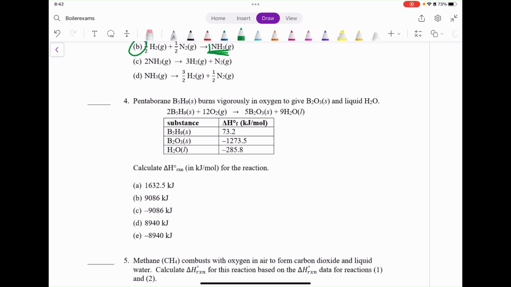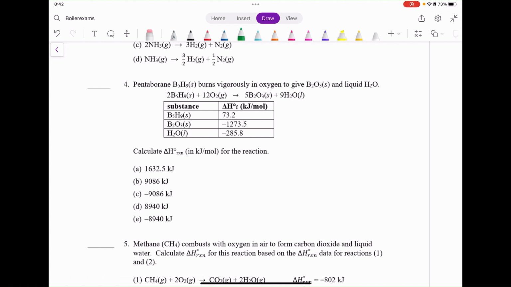4. Pentaborane burns vigorously in oxygen to give that species and liquid water. Calculate the delta H reaction for the reaction in kilojoules per mole. So we know that the delta H of the reaction equals the delta H of formation of the products, I'm going to call that prod, minus delta H formation of the reactants. And what we can do to calculate these is we can take the stoic ratios and times it by the delta H formation of the species and then add them together.